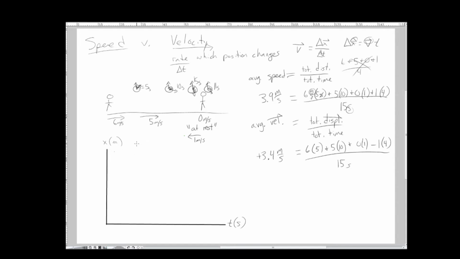You'll probably want a title so we know what we're looking at. So we may say position of stick figure for a given time, whatever you want to say. And let's go with increments of 10. Now remember, your increments need to be consistent.